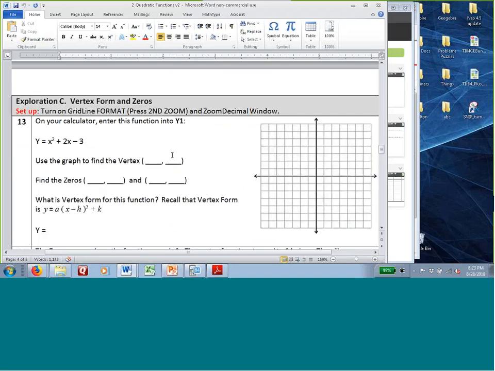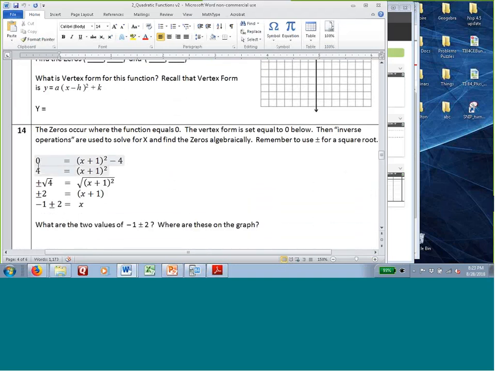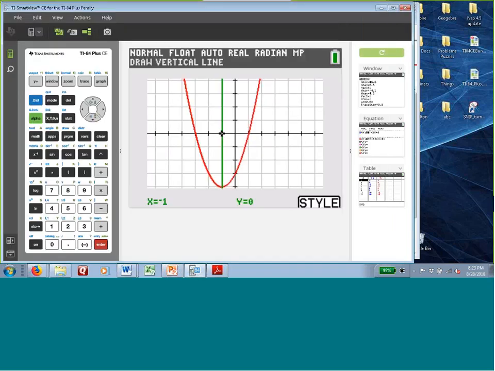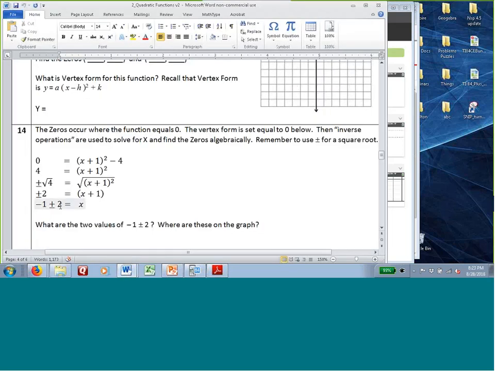Okay, so I took vertex form, and students had to set that vertex form equal to 0, solve using inverse operations, not forgetting the plus or minus, and they find out that the two values of x, where y equals 0, are at the points -1 plus or minus 2. Now those two values are at 1 and 3. We can see them right here on our graph, 1 and 3. But looking at it this way allows the students to make that connection that the -1 is the axis of symmetry and the plus or minus 2 is 2 units to the right and 2 units to the left.